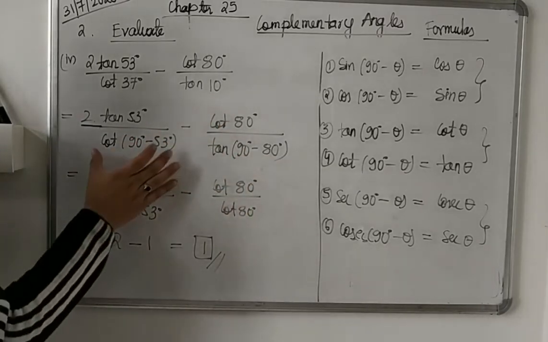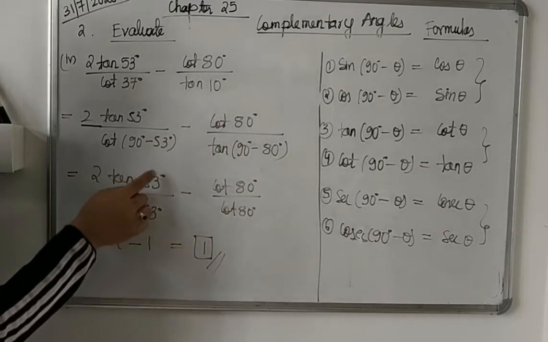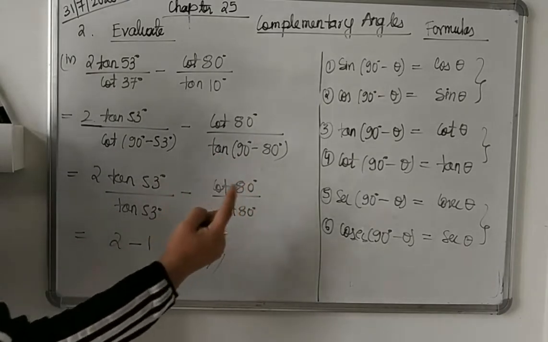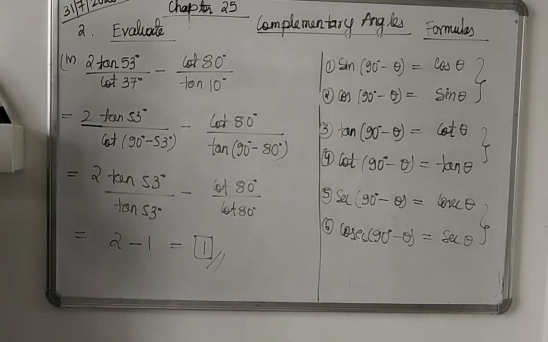No problem. Use the formula out here, which you get this. This cancels out. So 2 into 1 is 2. This cancels out 1. So 2 minus 1 is 1. Okay. So pause the video. Note it down.